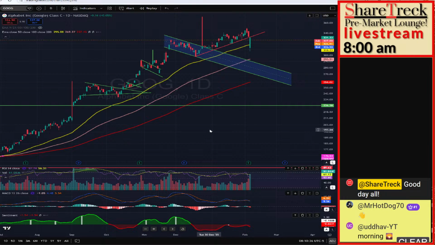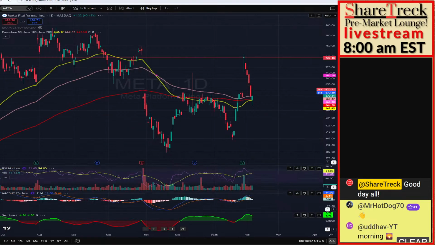Google is down 1.22% in pre-market trades, and it's going to get resistance today at 333.80. It could get support with this 50-day exponential moving average, which happens to be at 318.23.